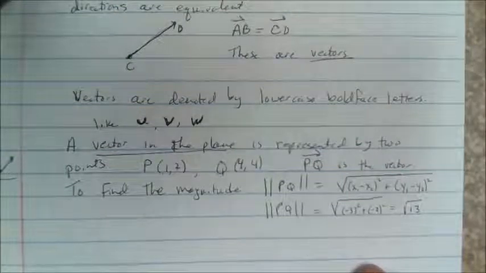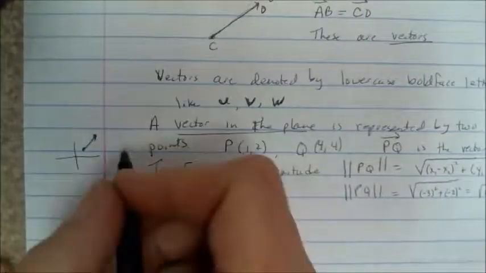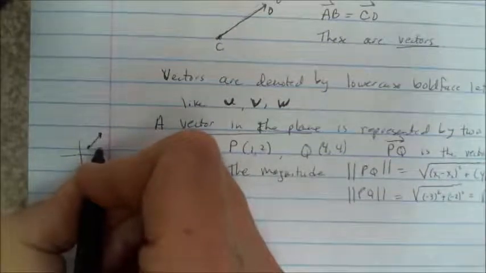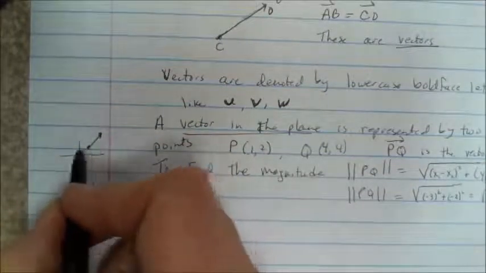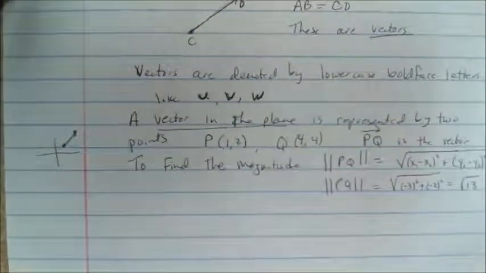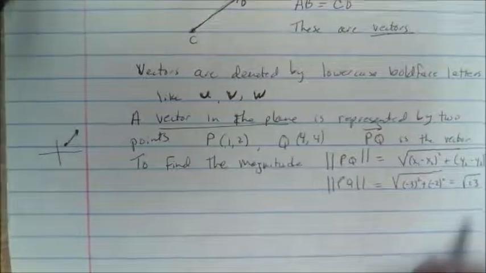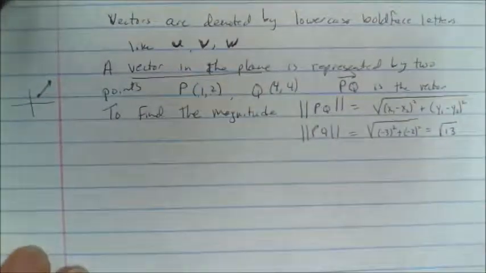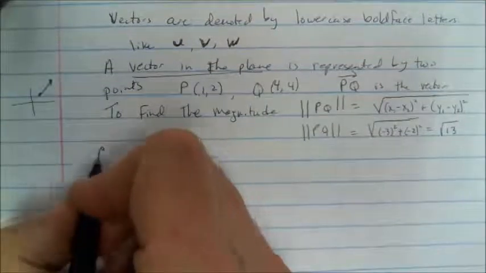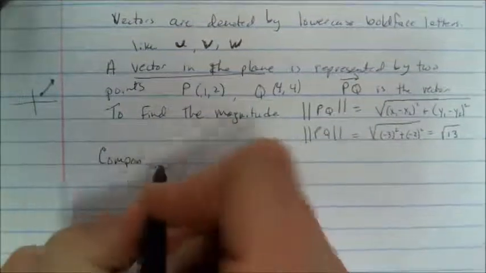Now the direction is just an angle that this would make with the horizontal line here, and we'll talk about calculating the direction, but it has to do with trig. But before we talk about the direction, let's talk about the component form of a vector.